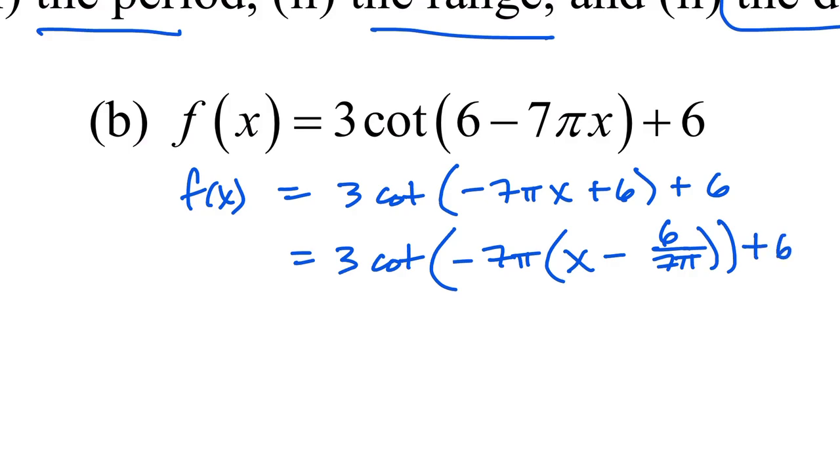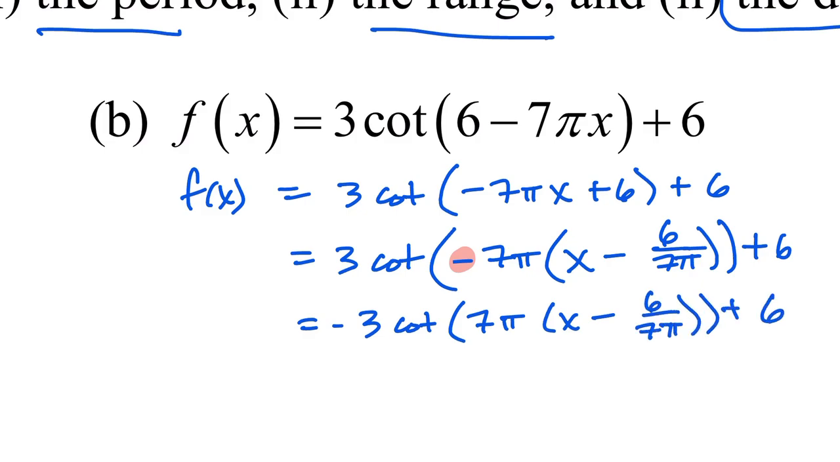Now, do I bring the negative out front or leave it? Is cotangent even or odd? It's also odd, right? Let's review. There's only 2 evens where we just forget about it. Only 2: cosine and its reciprocal secant. All the other 4 are odd. You bring it out front. So we get -3 cotangent of 7 pi, x minus 6/7 pi, close, close, plus 6.